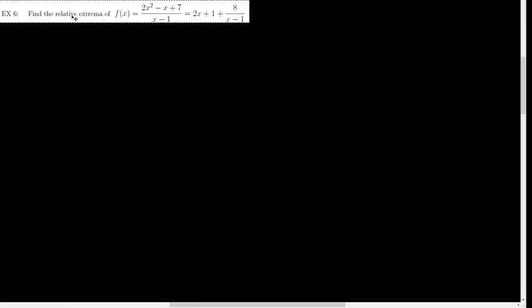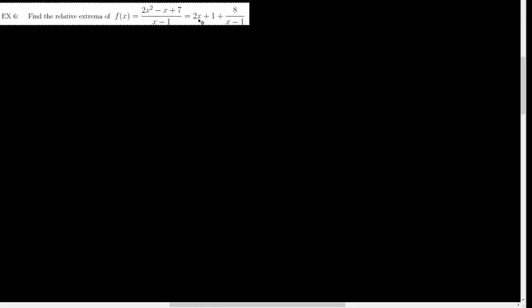You know what? Let me bring this down, make that clear. 2x plus 1 plus 8 over x minus 1. It's the same thing. You just have to do the polynomial division or synthetic division, and that writes it this way. Either way, though, if the problem gives it to you like this, well, remember the first step here.